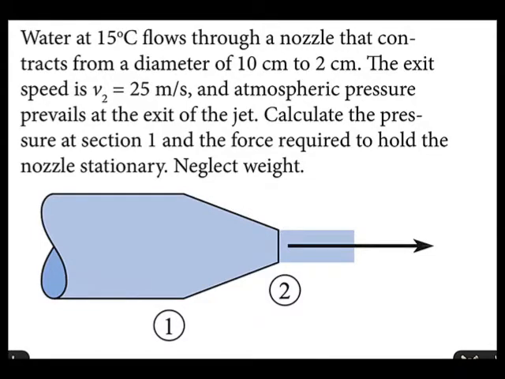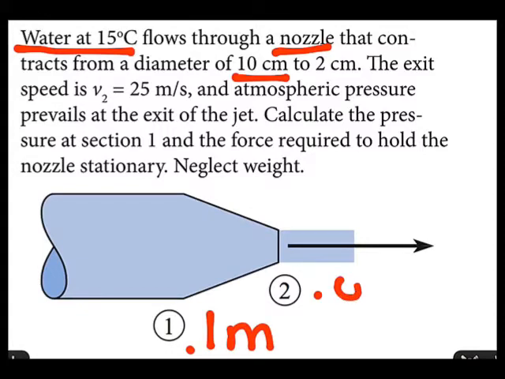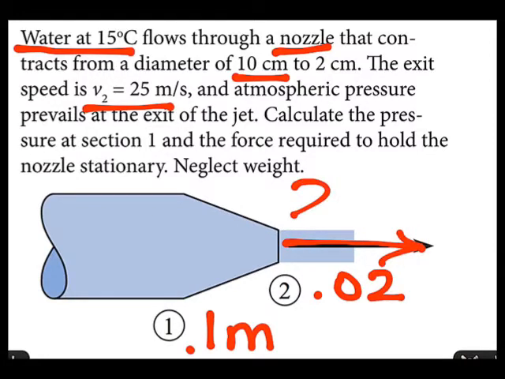I'll review the problem statement. We have water at 15 degrees C flowing through a nozzle. The nozzle diameter goes from 0.1 meters, so 0.1 meter right here, to 0.02 meters at the exit. The exit speed here is 25 meters per second, which is a little over 50 miles an hour.